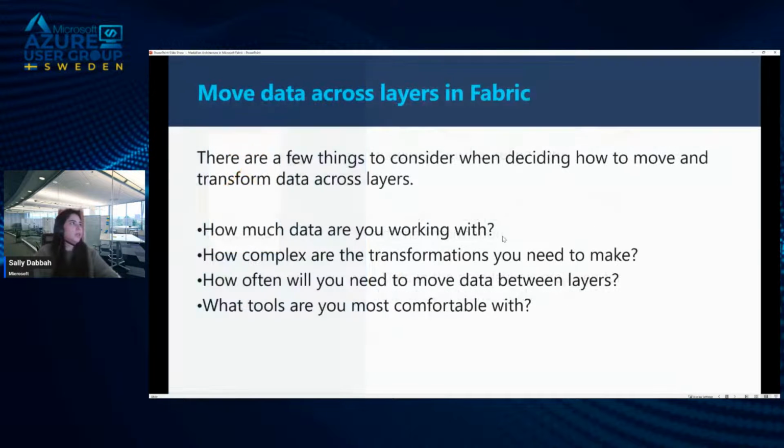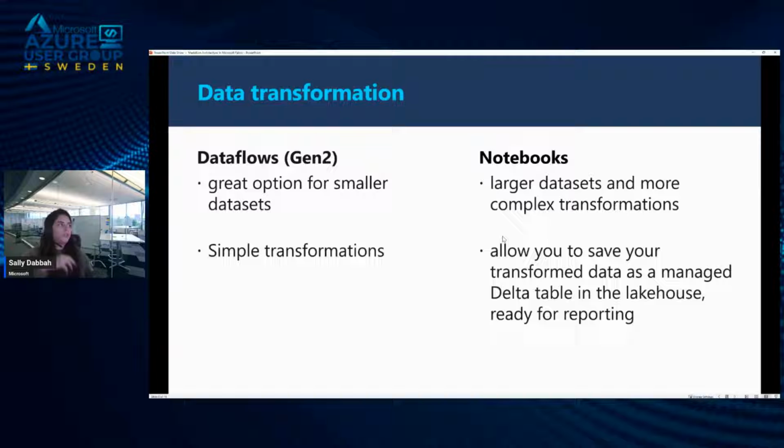To move data across layers in Fabric, you need to ask multiple questions: how much data are you working with, how complex are the transformations you need to make, how often will you need to move data between layers, and which tools are you most comfortable with. And as I mentioned earlier, for data transformations we have two options: Synapse Notebooks, which is mainly for large data sets and more complex transformations and also allows you to save your transformed data as a managed delta table in the lakehouse, ready for reporting, or Dataflow Gen 2.